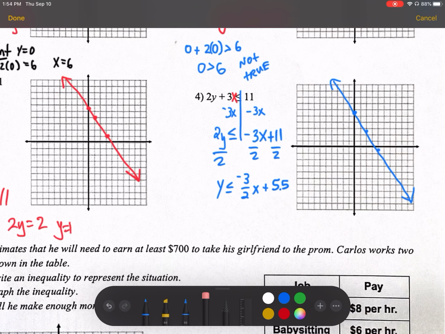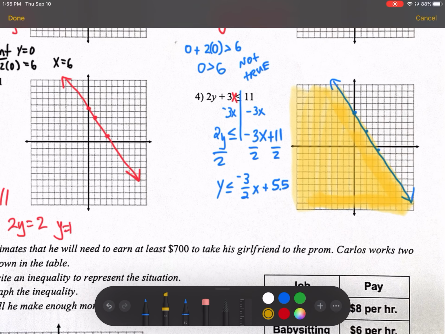And if you notice, we know that it's less than because if you look at the less than symbol, if I were to pop that up, it would be an L. So that's an easy way to distinguish between greater than and less than. Less than is going to imply that we're going to shade below the graph. Okay, so we're shading below and we have a solid line.